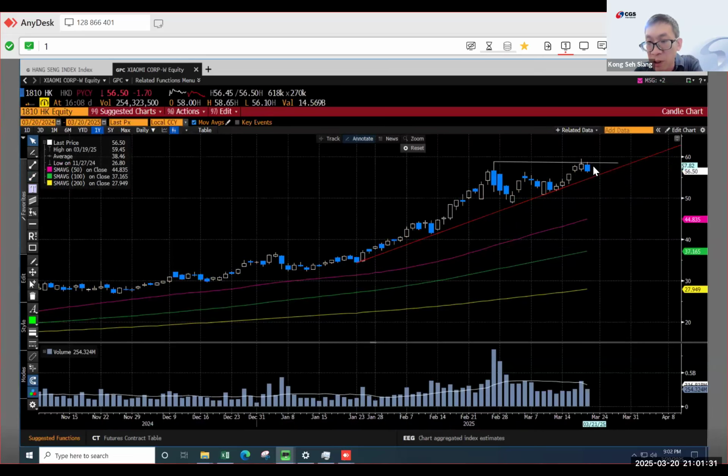But short term here, I think we could be coming to some sort of a peak. Possibly some correction may come in here for Xiaomi. But the long-term picture is definitely still up, potentially going up to about, I would say, 100 or so. But that is the long-term view.